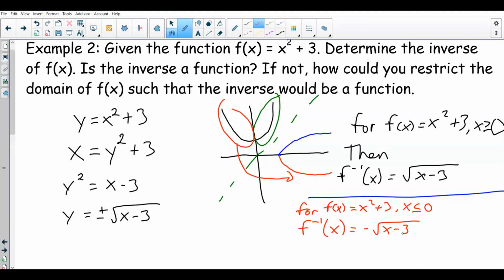So I've actually done a little bit more than I was asked to do in that example. I've come up with two different domain restrictions such that the inverse then becomes a function, right? Because my problem, of course, is the vertical line test. I put a vertical line test in there and that fails. But if I only have either the blue function or the red function, then I'm okay.